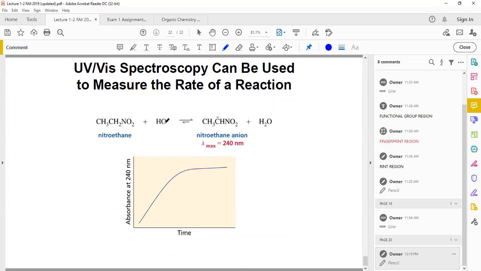Another example here is the reaction of nitroethane to an ion. They only get absorbance at that wavelength. After that, you don't see anything. If you do a measurement to see the kinetics of the reaction, you can take samples every so often, and then you need to look at how much it can absorb based on the value we have in the book. We have a table for those for the spectroscopy.